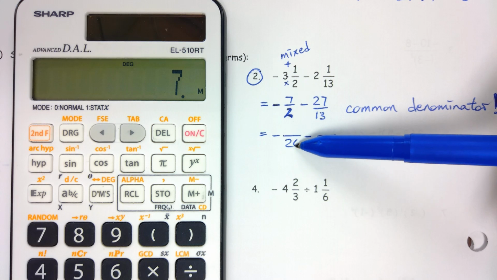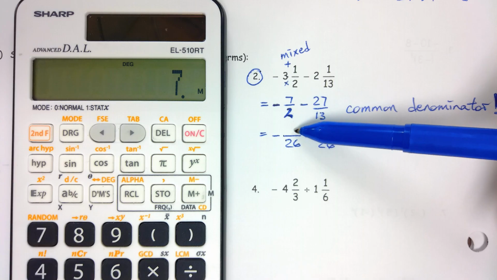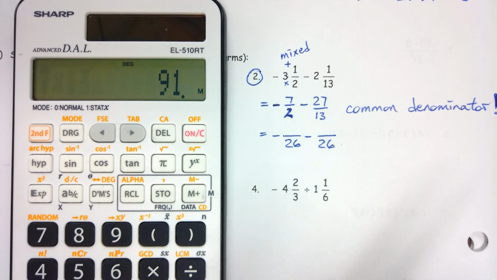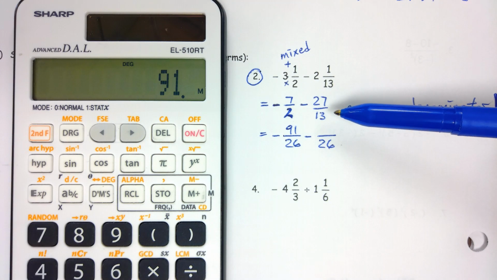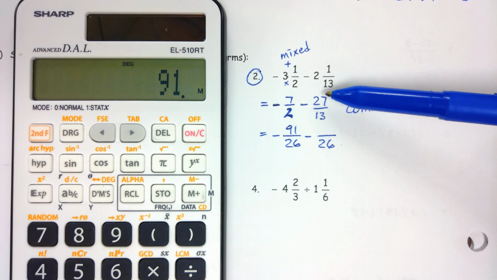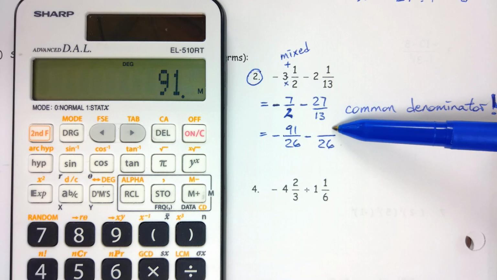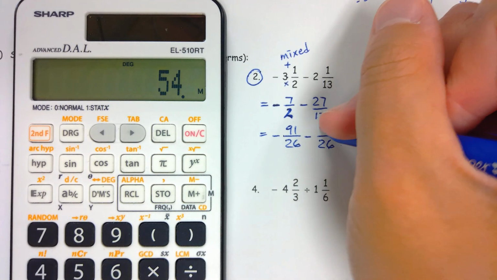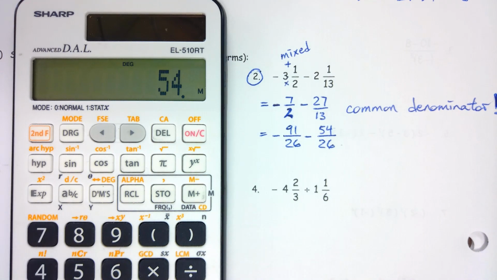2 times what gives me 26? 13. So then 7 times 13 gives me 91. Right? Same thing. Yusuf, 13 times what gives you 26? 2. So then 27 times 2, close. 27 times 2, 54. All right, so whatever you multiply to the bottom, you have to multiply to the top.